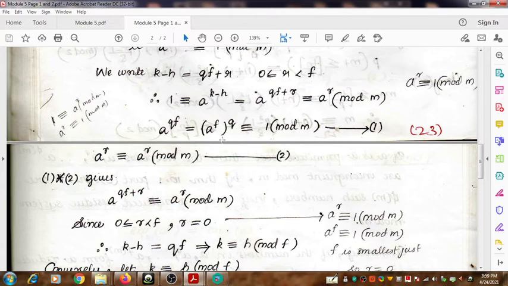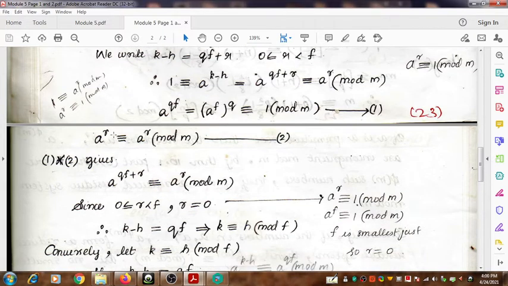Thus a raised to qf is congruent to 1 mod m, and again you know that a raised to r is congruent to a raised to r mod m. That's very natural and very simple, because every natural number is congruent to itself modulo any non-zero number. It's a very simple fact.